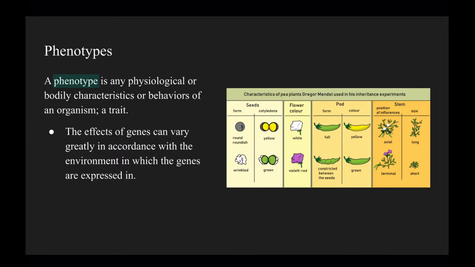Now in genetics, there are things called phenotypes and genotypes. A phenotype is any physiological or bodily characteristic or behavior of an organism. So simply put, a trait. The effect of these genes can vary in accordance with the environment in which the genes are expressed. On the right are examples of phenotypes. Gregor Mendel used these characteristics of the pea plant in his experiment.